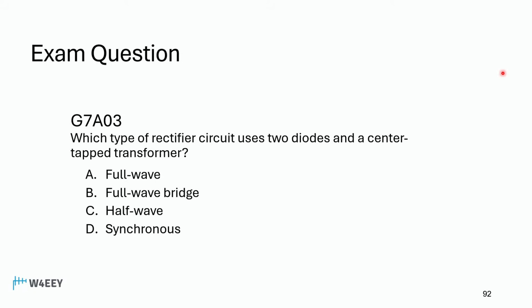Okay. I might not have spent much time on this, but it is the full wave circuit. The other one is the full wave bridge, where we have 4 diodes. The key here is type of rectifier that uses 2 diodes in a center tap transformer. That's the full wave. The bridge uses four diodes.